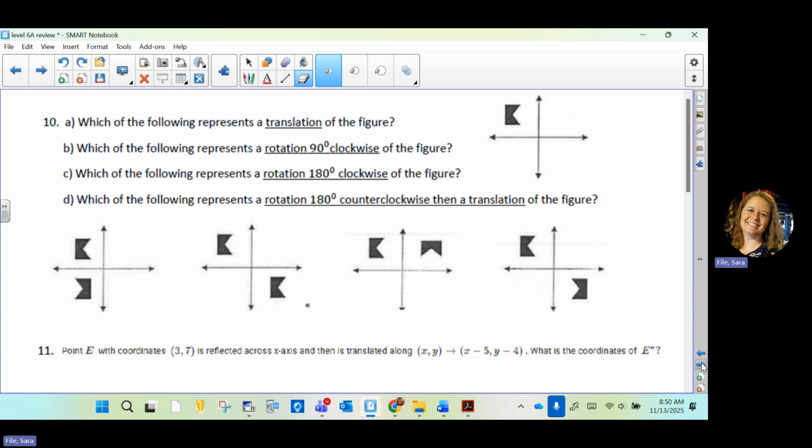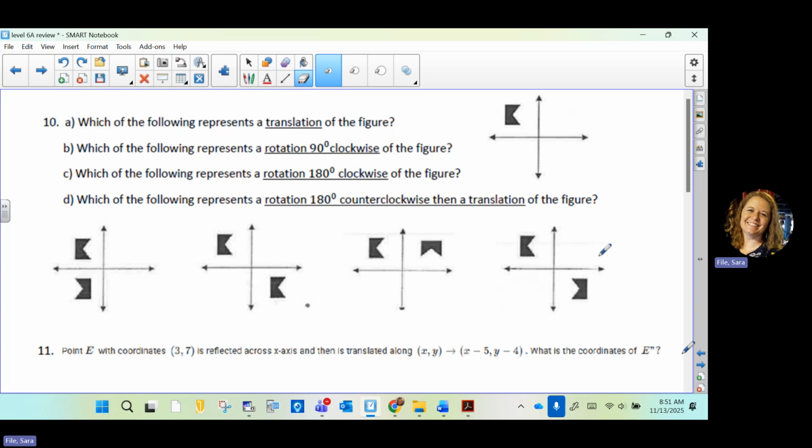This is probably the last one we can do. Maybe we'll get to 11 and then I'll do the rest in a separate video. Number 10 says, which of the following represents a translation of the figure? So this is the figure that we're starting with here in quadrant 2, with the long edge on the left. Which one is a translation? Which of these 4 pictures is a translation?